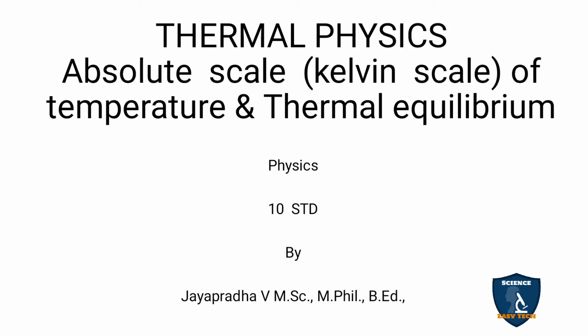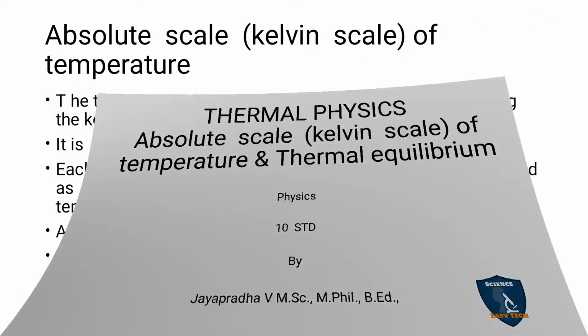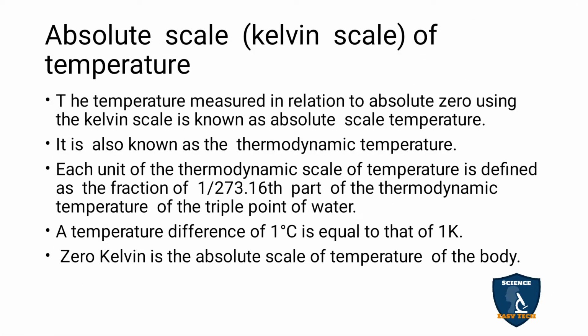We're going to discuss the absolute scale of temperature and thermal equilibrium in thermal physics. Absolute scale is nothing but the Kelvin scale of temperature. The temperature measured in relation to absolute zero using the Kelvin scale is known as absolute scale temperature. As we know, the SI unit of temperature is the Kelvin.